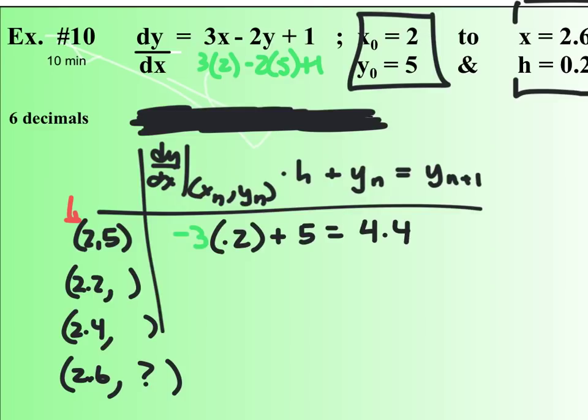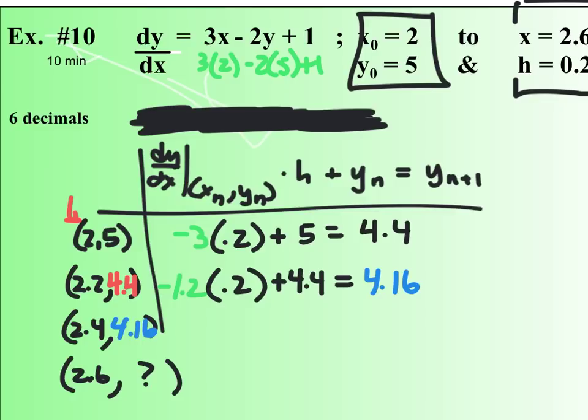All right, so when I plugged in 2 into dy dx and 5 into the y values there, I got a negative 3. Negative 3 times our h value of 0.2 was negative 0.6, added to 5, got 4.4. So now our next y value is 4.4. Okay, so let's recalculate using the same process again. Find dy dx with x and y plugged in, multiply by 0.2, and this time add to 4.4. We'll get a new y value. Dy dx for me that time was negative 1.2. Multiply that by 0.2, add to 4.4, and I get 4.16. So my next y value would be 4.16.